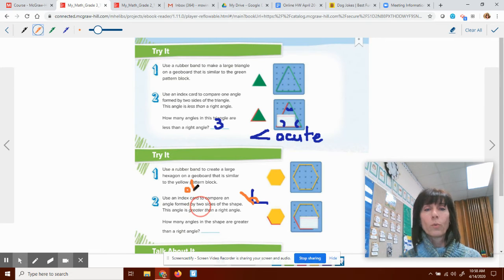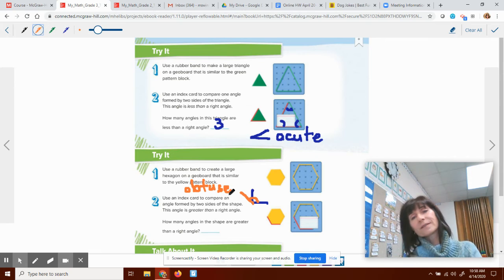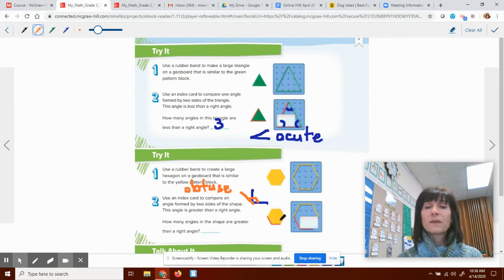And I always say, open your belly or open your belt. It's an obtuse. It's really big. Who ate too many donuts? So obtuse and acute. In this case, the hexagon has 1, 2, 3, 4, 5, 6. The hexagon has 6 angles, all of which are obtuse angles.